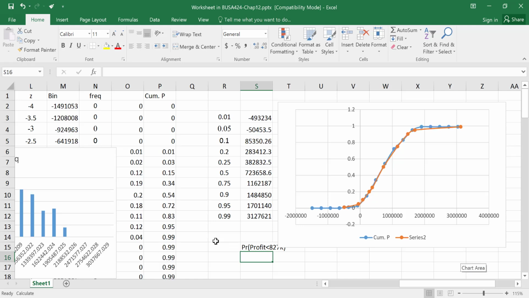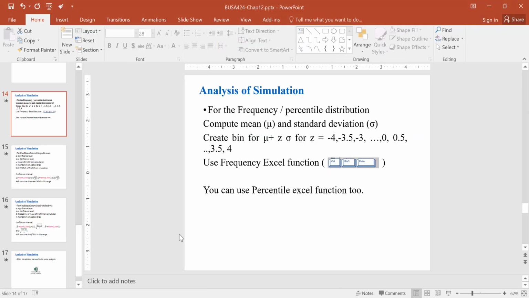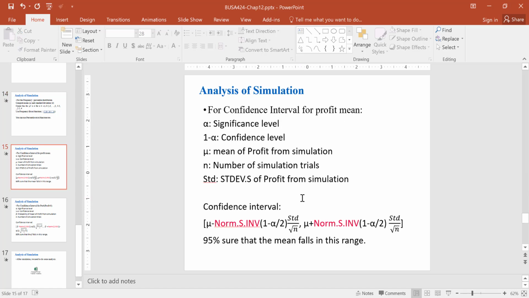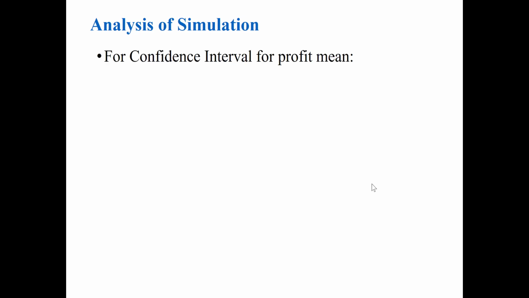Now we want to talk about how we can find the lower bound and upper bound for the minimum and the probability of the profit being negative. So now we want to talk about finding lower bound and upper bound. So we call it a confidence interval. So when we are talking about the profit or mean of the profit, we have to introduce some notations.